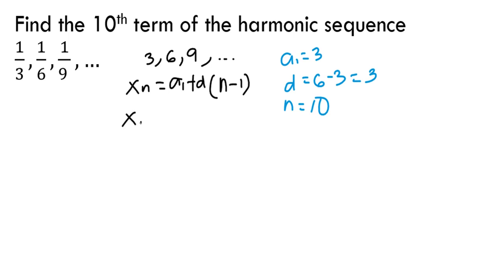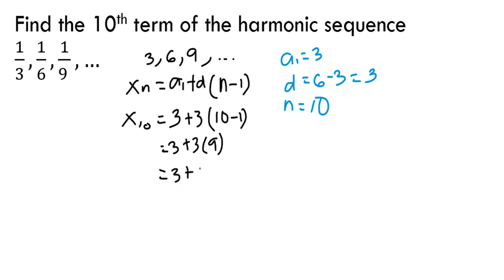So, a sub 10 is equal to first term 3 plus the difference 3 times number of terms, 10 minus 1. Okay, so that is 3 plus 3 times, 10 minus 1 is 9. Then 3 times 9 is 27, and 27 plus 3 is 30. So, ang 10th term ay 30.